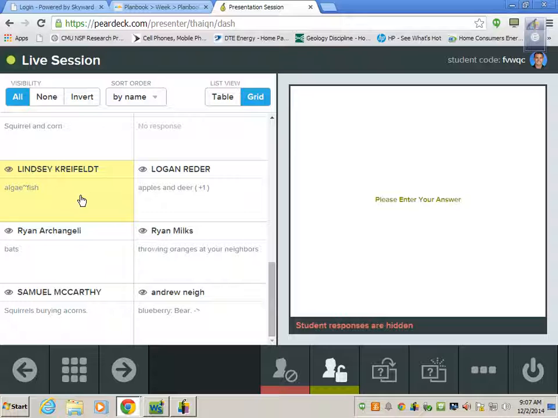Algae, fish. Okay. Kind of. That's not a plant. Bats and fruit, yep. Fruit bats, right? Think about that. Okay. Deer and apples, throwing oranges at your neighbors.